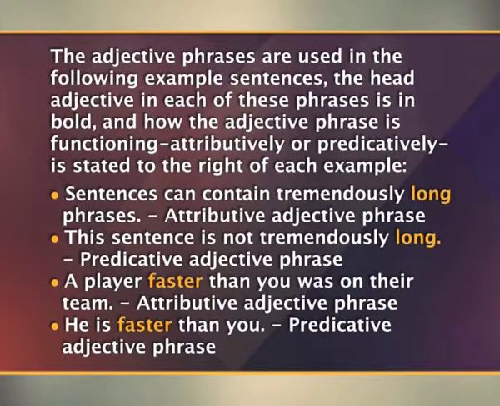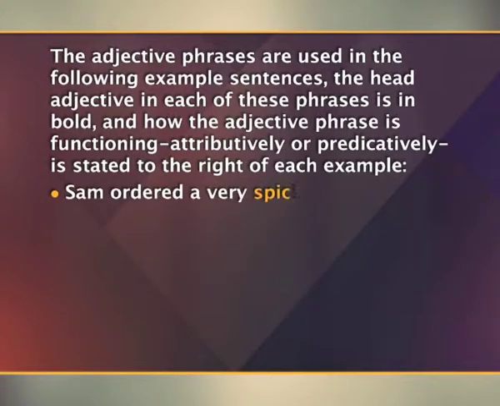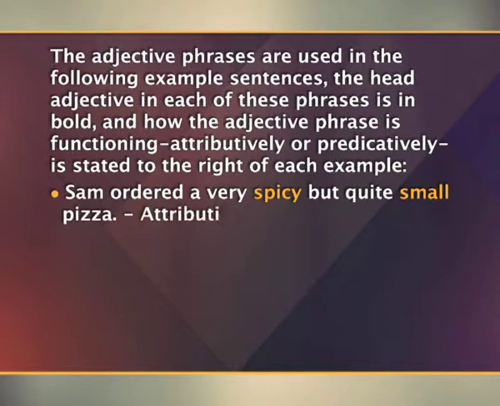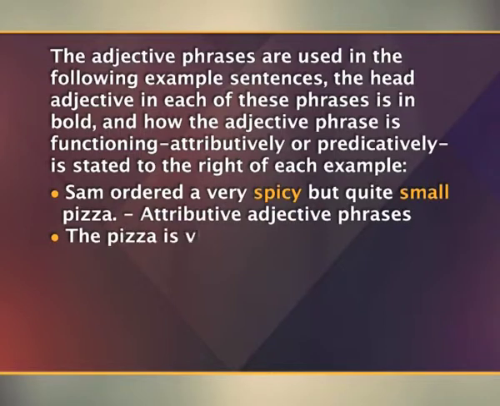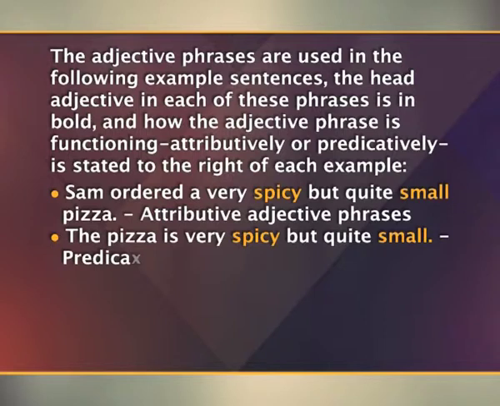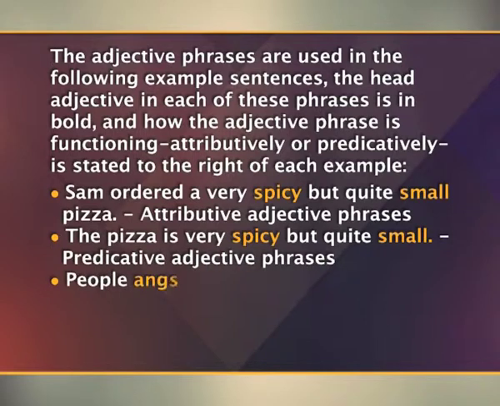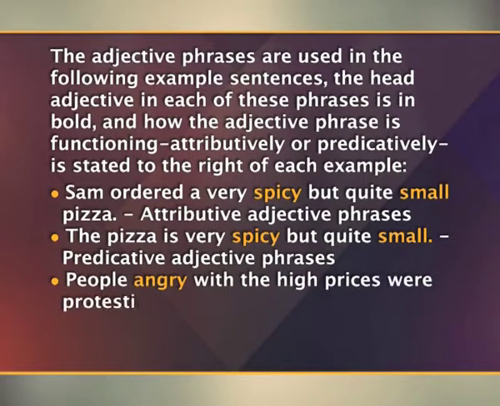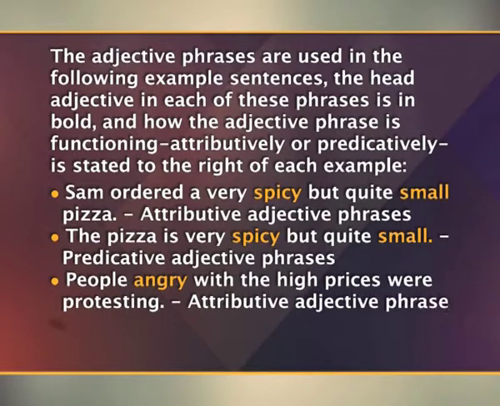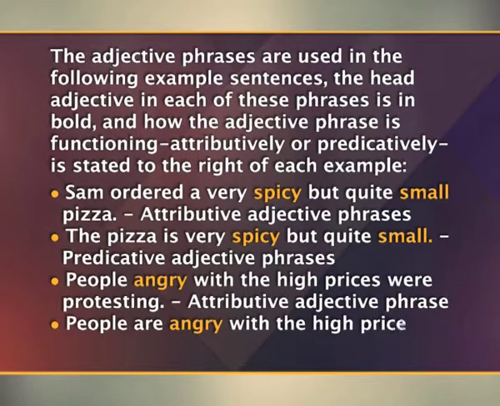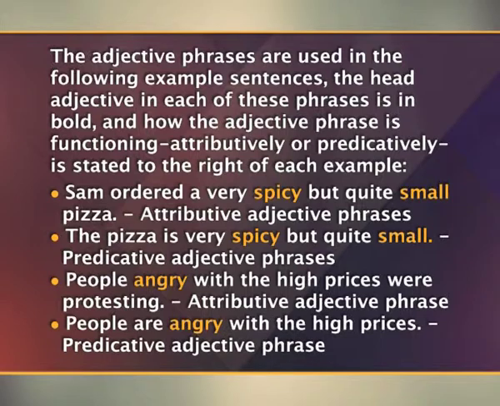Predicative adjective phrase: Sam ordered a very spicy but quite small pizza. Attributive adjective phrases: the pizza is very spicy but quite small. Predicative adjective phrases: people angry with the high prices were protesting. Attributive adjective phrase: people are angry with the high prices.